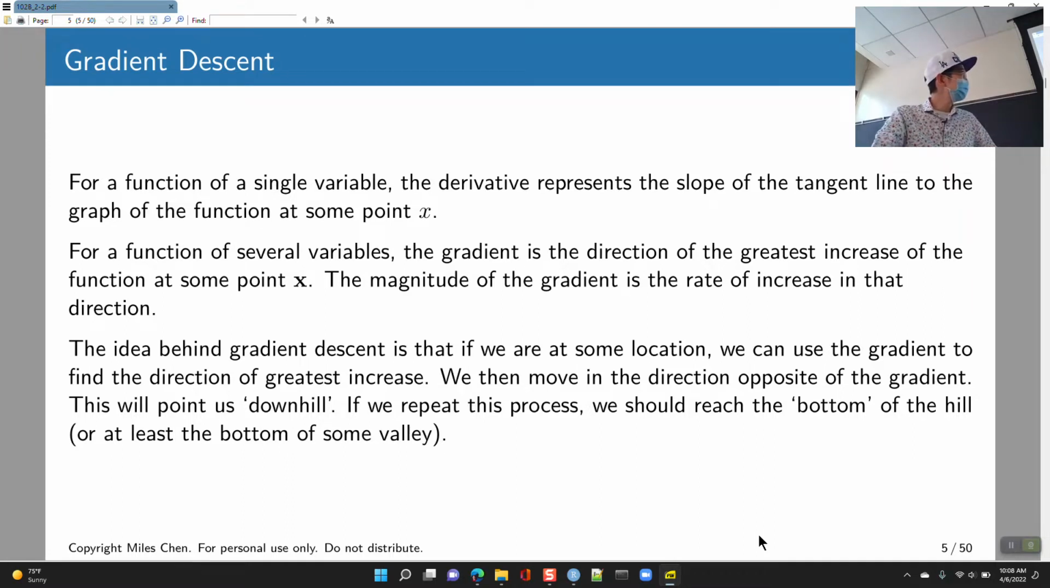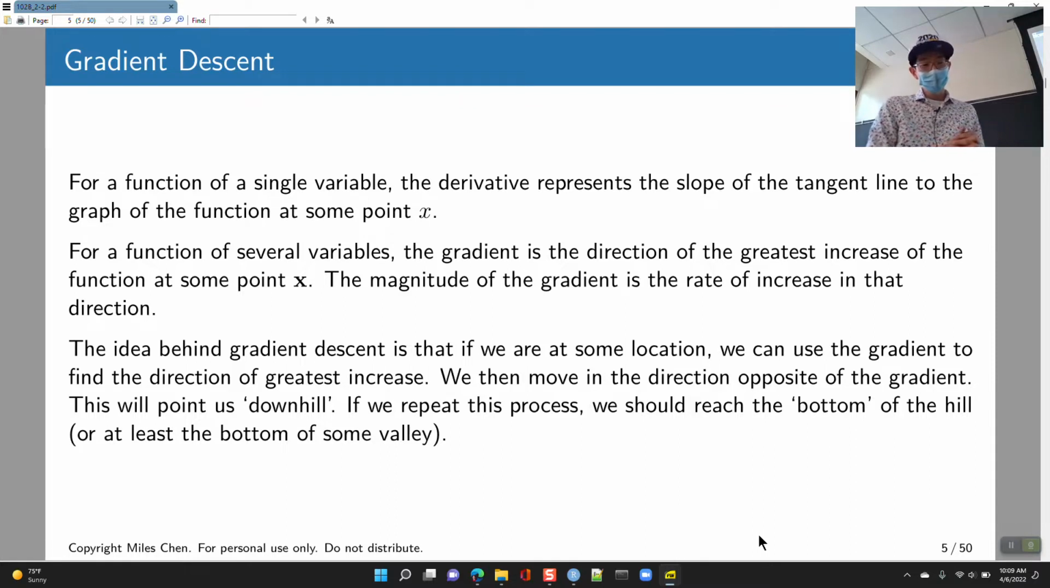If you have a multivariate function, a function of several variables, then the gradient is the analog of the derivative. It is a vector that points in the direction of greatest increase at some point x. And the magnitude of the gradient is the rate of increase in that direction, as defined by that vector.